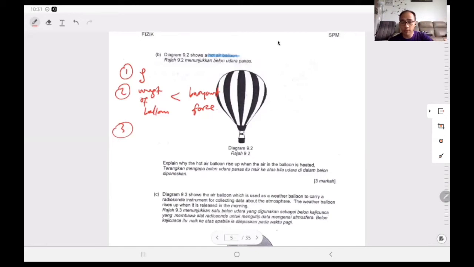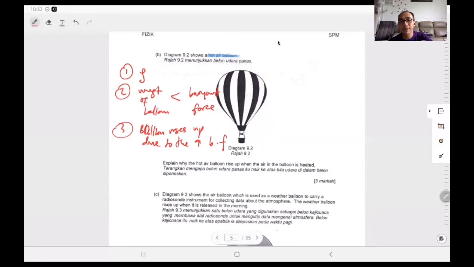Okay, after you talk about the density, compare the two densities now. Which density is bigger than which density? Then talk about the weight and the buoyant force. Okay, and then the third point is the balloon rises up due to the bigger buoyant force. One, two, three.